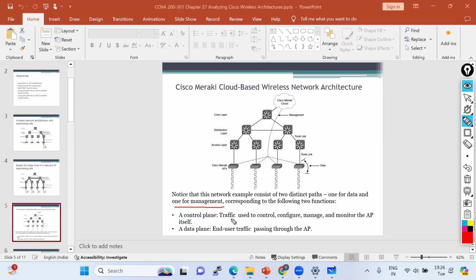So the control plane traffic is used to control, configure, manage, and monitor the AP itself. Data plane is the end user traffic passing through the AP. That's it. That we have to understand.